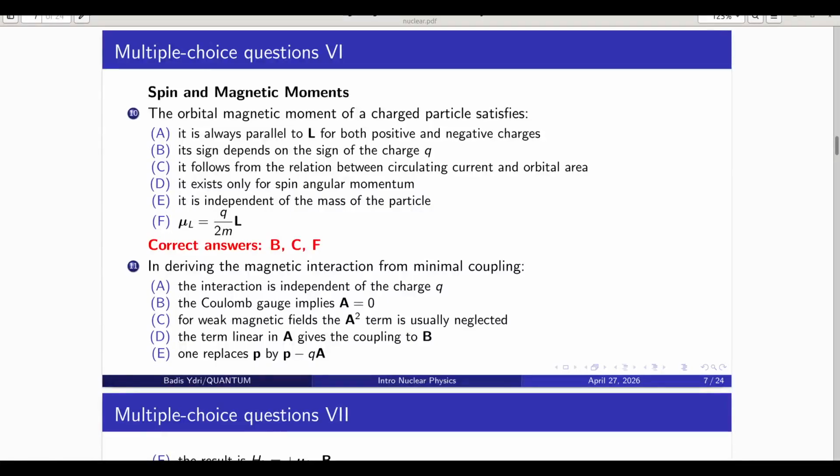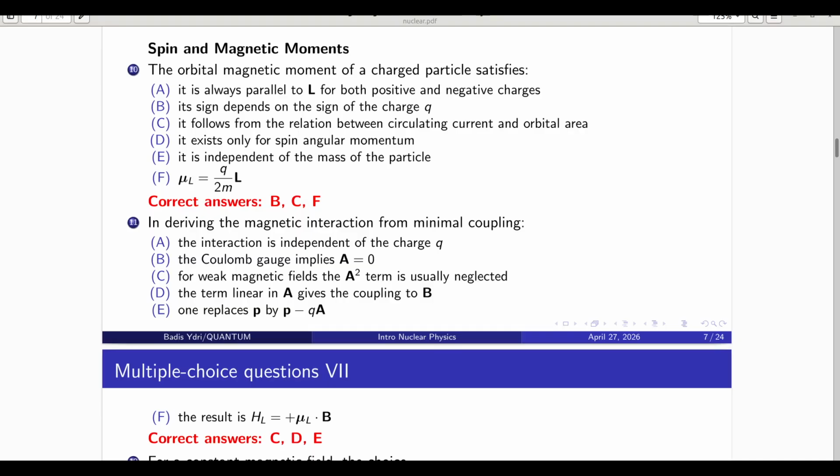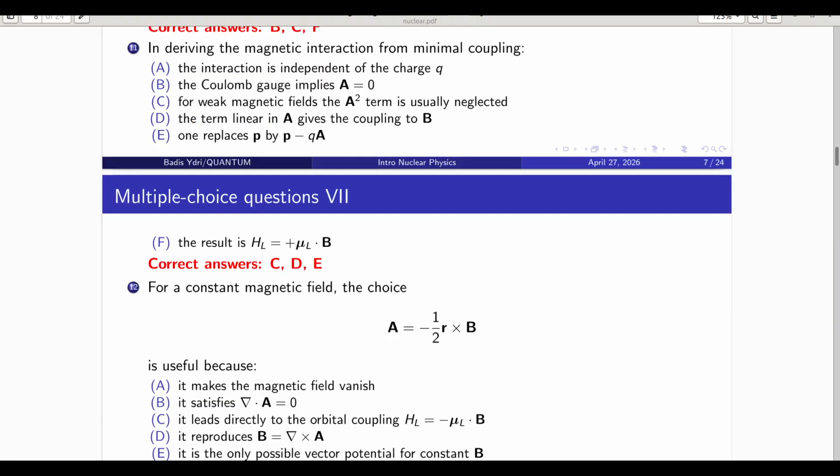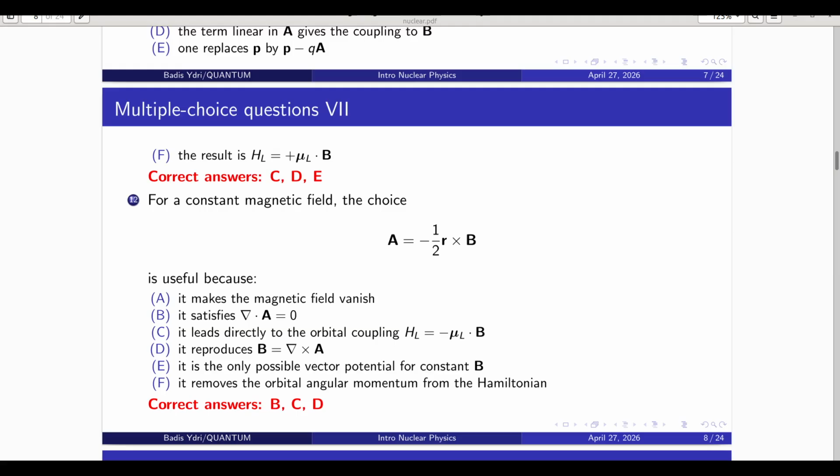The orbital magnetic moment comes from a circulating charge. Its sign depends on the charge, and it is proportional to angular momentum with a factor q over 2m. From minimal coupling, momentum becomes p minus qA. The term linear in A gives the magnetic interaction, while the A squared term is usually negligible. For a constant magnetic field, a convenient choice of vector potential simplifies the Hamiltonian and reproduces the correct magnetic field.